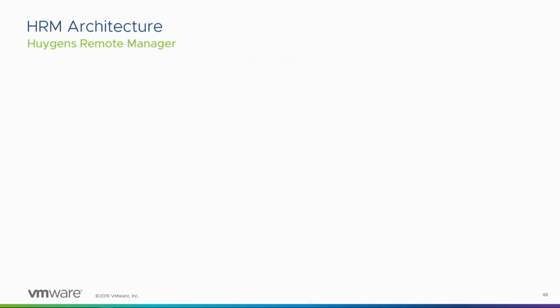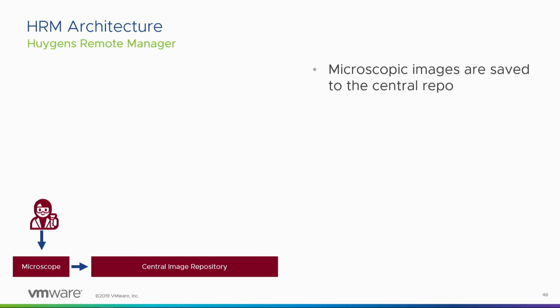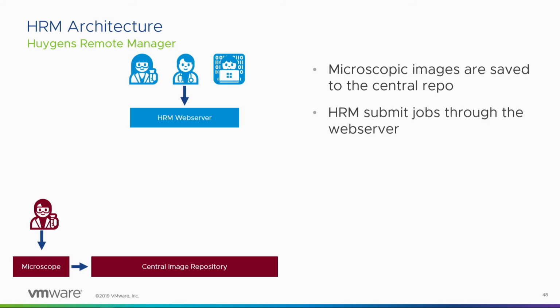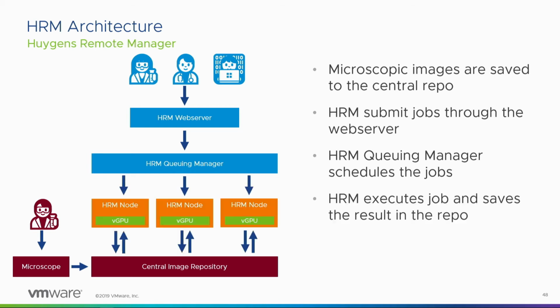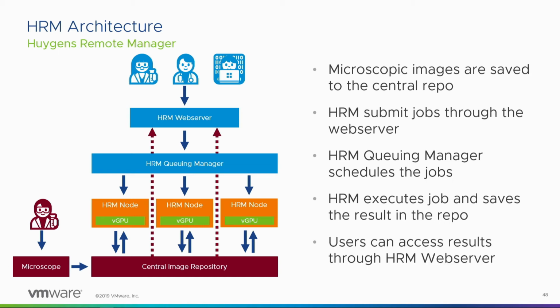Right, so let's look at the HRM architecture and how the customer is using it. So we have our data scientists. They take microscopic images and they store them on a central image repository. We have users, researchers, clinical users, and also data scientists. They access the HRM web server and submit a job like I did before. The web server will ask the queuing manager to schedule the job, and the queuing manager accesses the different HRM nodes that are available and linked to a GPU to process and execute the job. The result is stored in the central image repository and is presented back to the web server. So a user can access the results in the HRM web server.